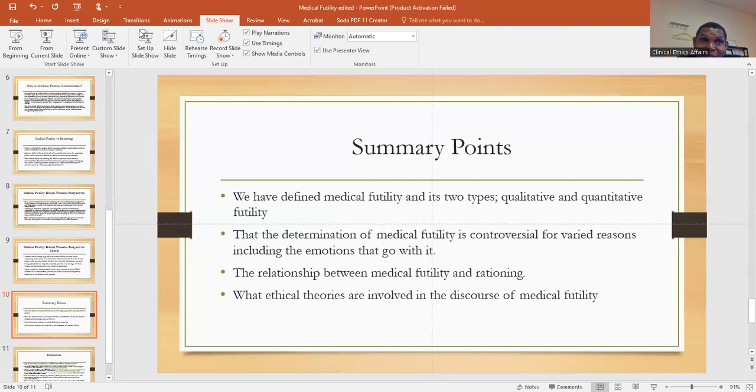Although in discussing medical futility, one would have rationing at the back of his mind, the goal of medical futility is not so much about the managing of resources. It is more about giving the right kind of care that is medically acceptable, both from an ethical and legal perspective. So we also went on to talk about two ethical theories that help us to understand medical futility. We mentioned the duty-based ethics of Immanuel Kant, and we also mentioned the virtue ethics. These two ethical theories really help us to deepen our understanding of medical futility.